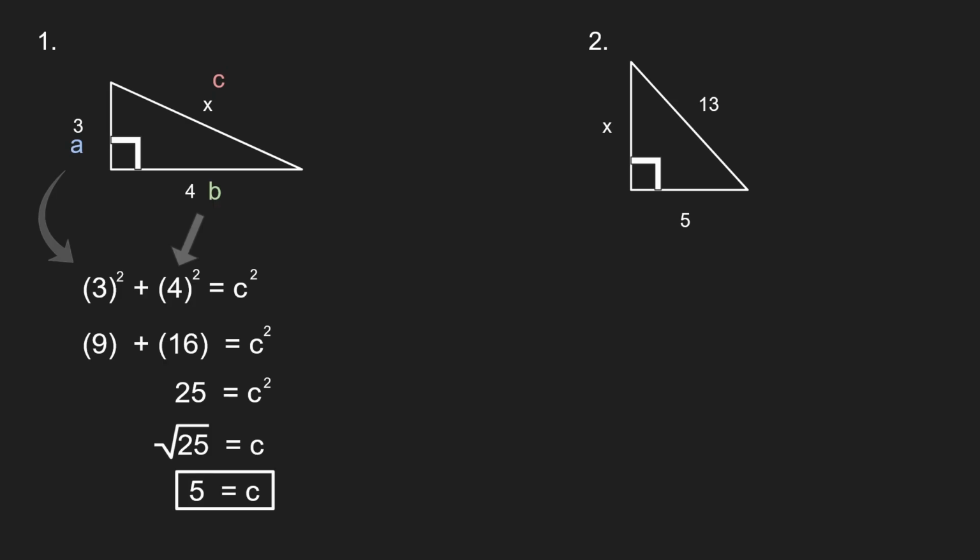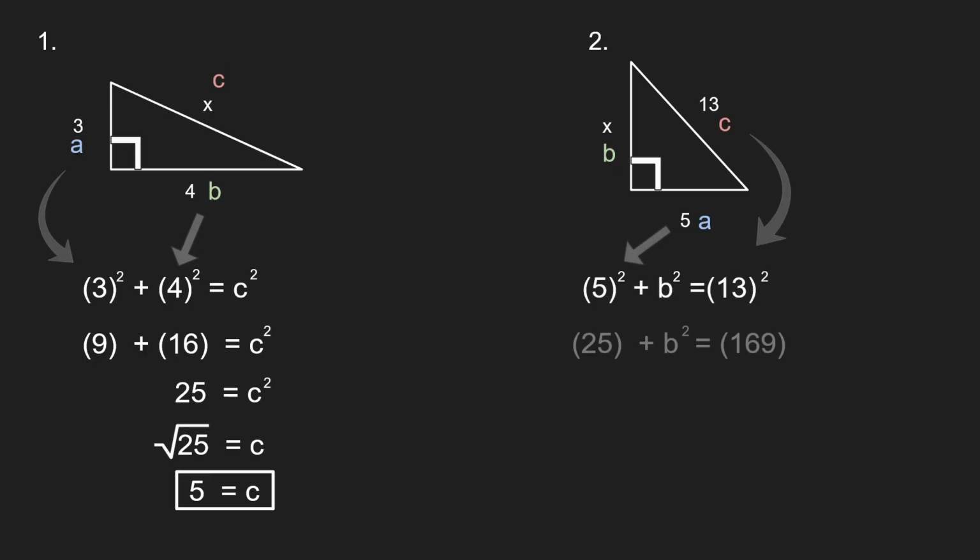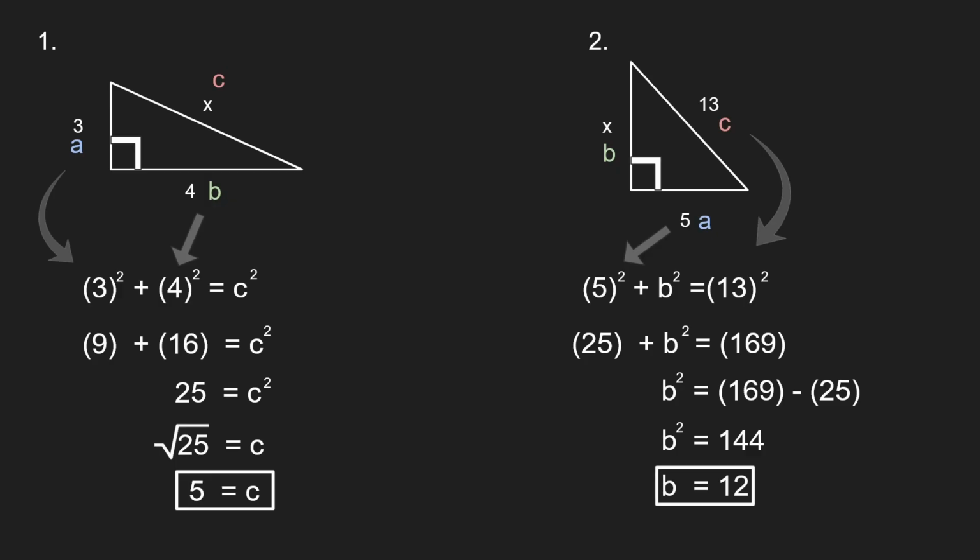For the second example, because we have two sides and want another, we write the Pythagorean theorem. Then, we name the sides of the triangle. After that, we're going to substitute the values of the letters into the formula. The third step is to solve the equation and we get the answer. And that is how we use the Pythagorean theorem.